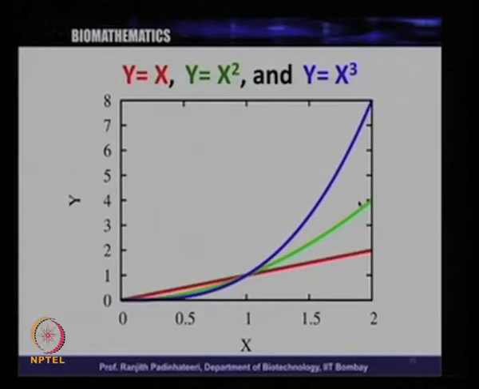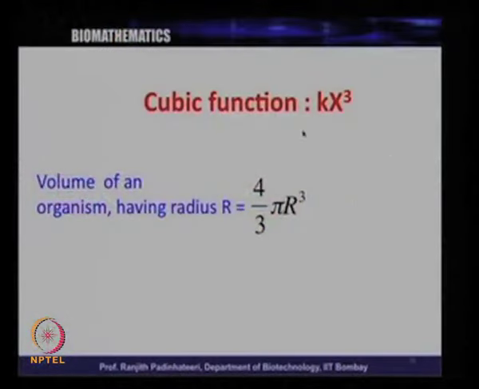Now, we got introduced to the cubic function. What is the simplest cubic function that you can think of? The volume. The volume of a sphere, for example, is 4 by 3 pi r cube, we all know. So, that is the simplest cubic function, 4 by 3 pi r cube, which is the volume of an organism, for example, having radius r. You could think of other examples where the biological property goes like a cubic function.